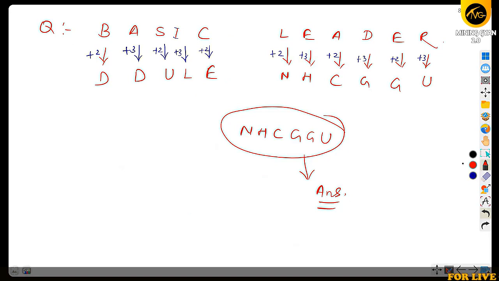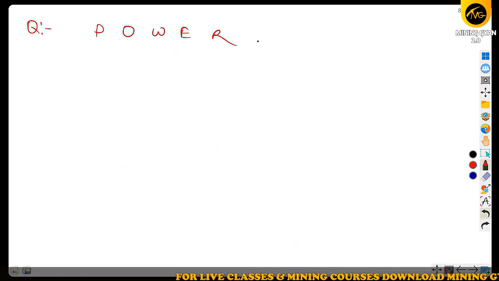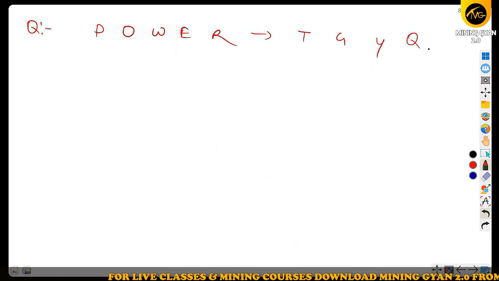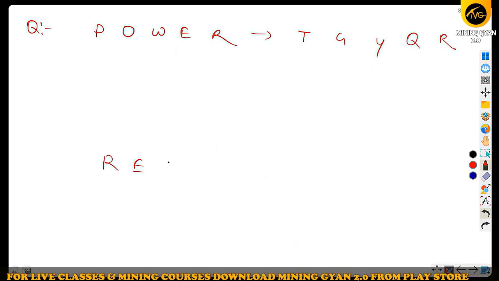Sometimes the forward coding is not similar type. Basically, this is another type of coding, which is called the forward reverse coding. Suppose the word POWER is decoded as T, G, Y, Q, and R. How can you decode the word REST in the same coded language?